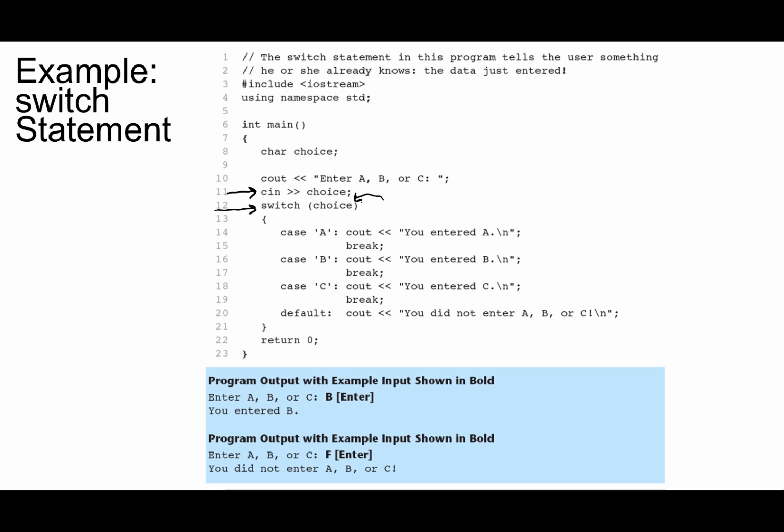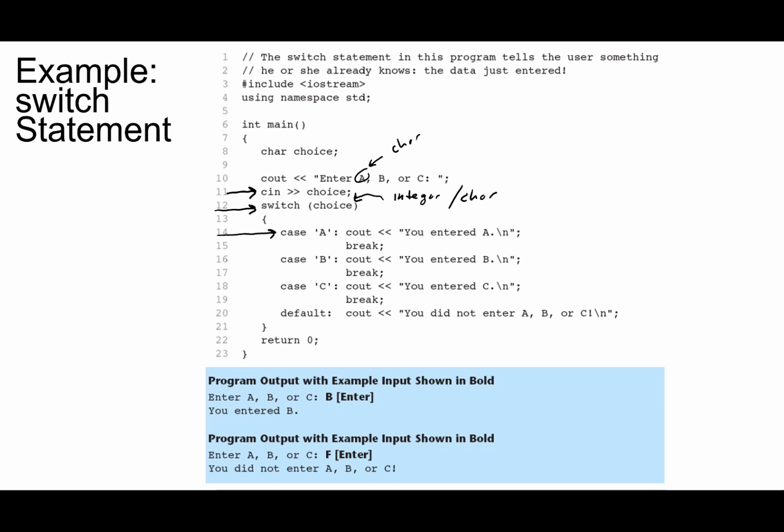And notice how these are characters. So remember, a character is an integer data type, so that's why we can use a character in this switch statement. So the switch statement has to be either an integer or a character. And so if the user enters A, this is going to print out, you entered A.